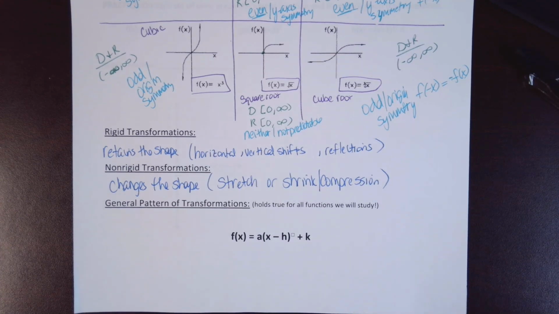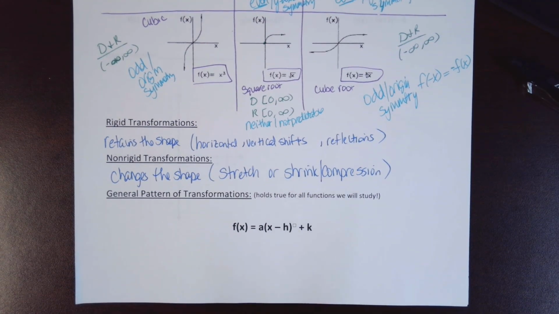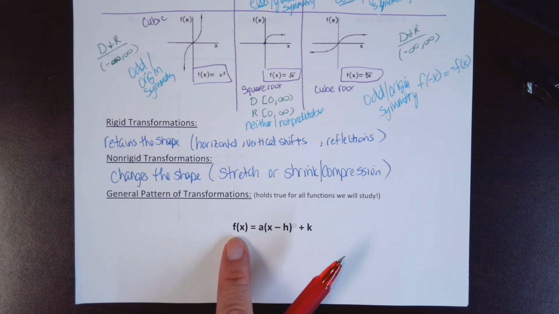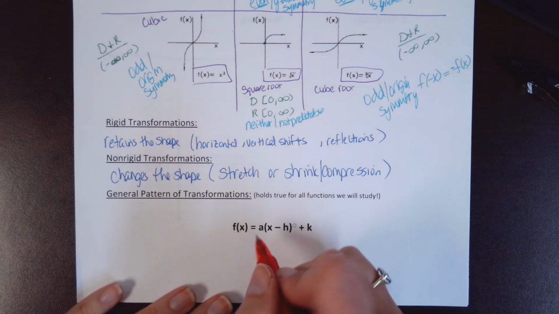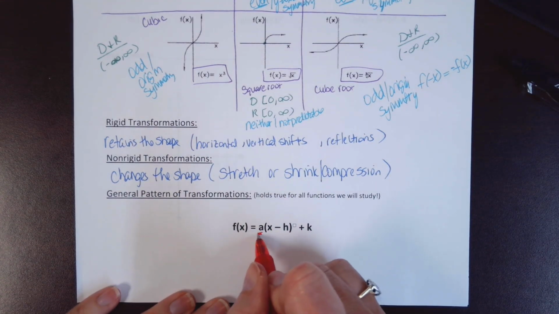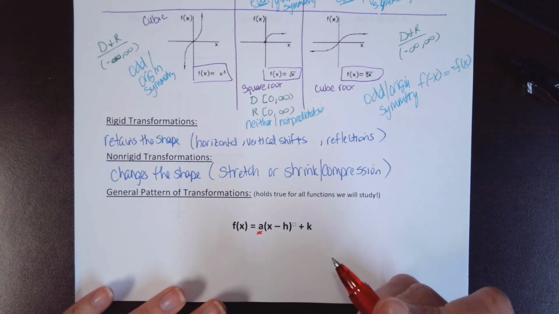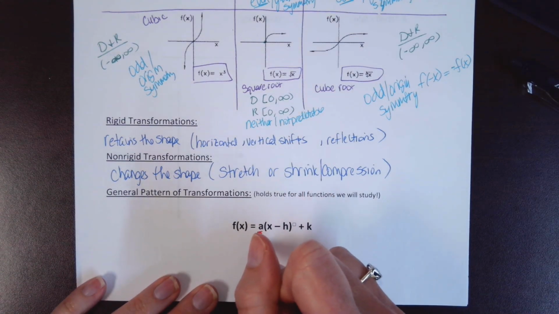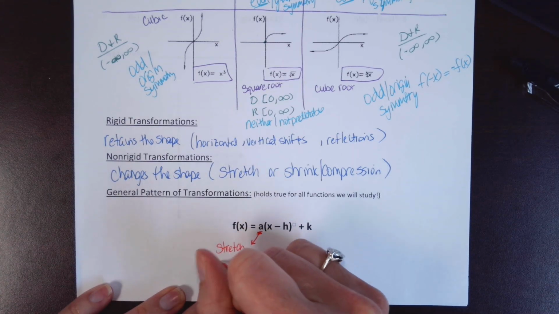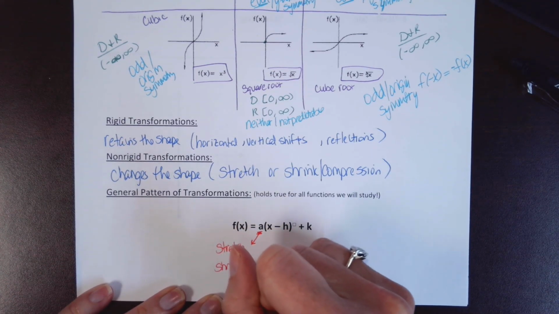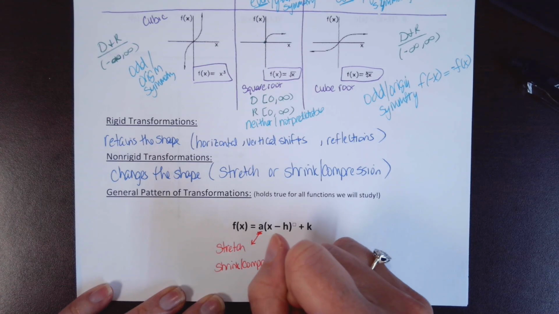Okay, general pattern of transformations. This is going to hold true for every type of function you do this semester, all the way up through those trig functions. Any type of function, you follow the same pattern of transformation. So I've named my function f of x. It could be named anything, but that's the function name I picked. This coefficient out in front is that non-rigid transformation, that stretch or shrink. I can also call my shrink a compression.